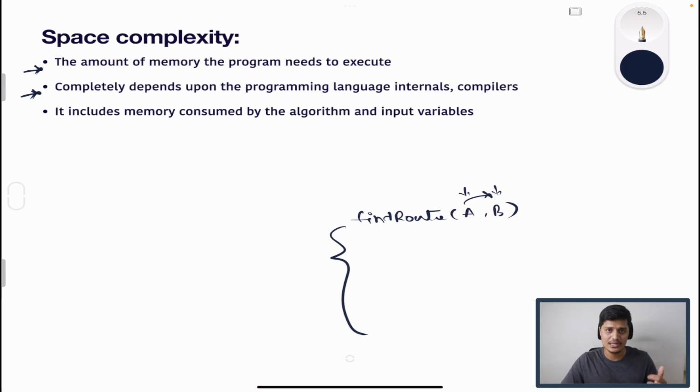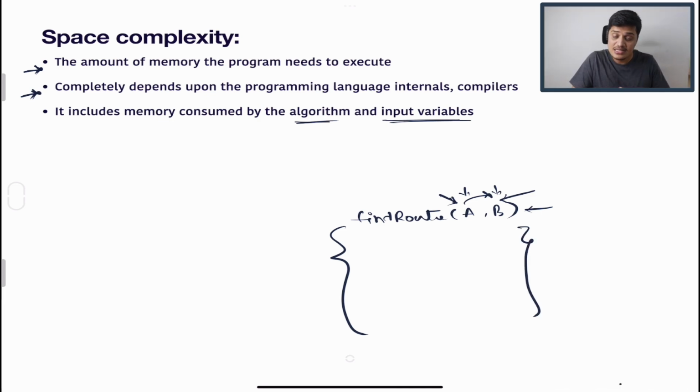As part of the space complexity, we will consider the total amount of memory consumed by the algorithm as well as the input variables. What I mean by that is, for the find root function, the variables are nothing but point A and point B. Those are the input variables. The memory consumed by the algorithm is nothing but the variable declarations that we have done inside the function, the loops that we have initiated, and the external functions that we have called, along with whatever memory is consumed by those functions.